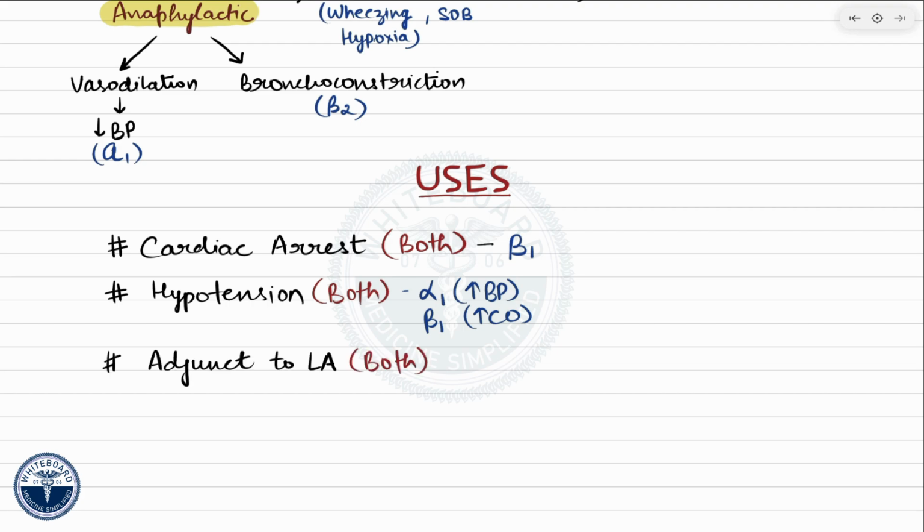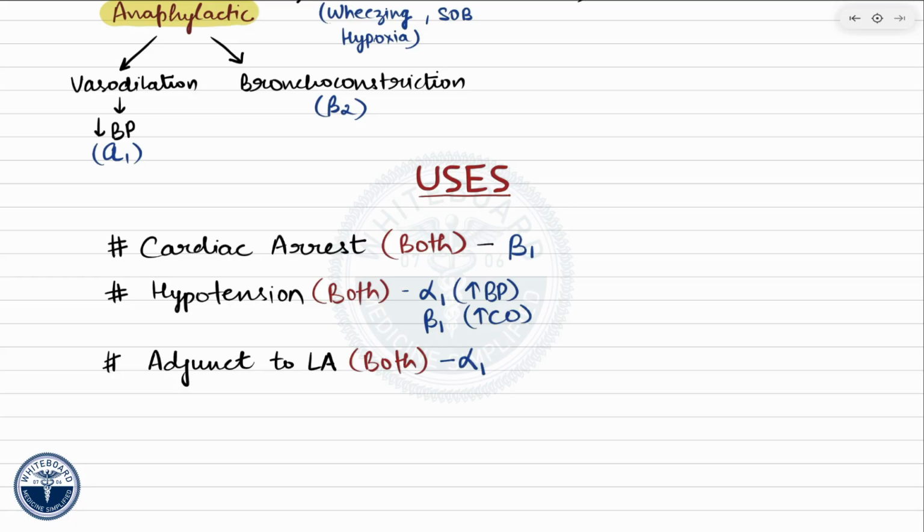Here, we are mainly interested in their alpha-1 mediated vasoconstrictor effect. By constricting blood vessels at the injection site, they slow the absorption of the local anesthetic into the systemic circulation. This keeps the anesthetic localized for a longer period of time, prolongs its duration of action, and reduces systemic toxicity.